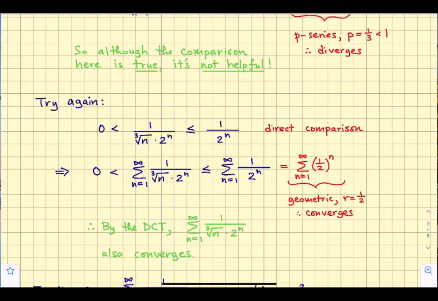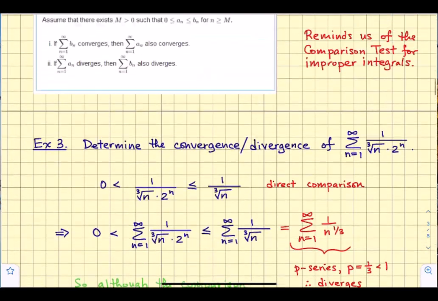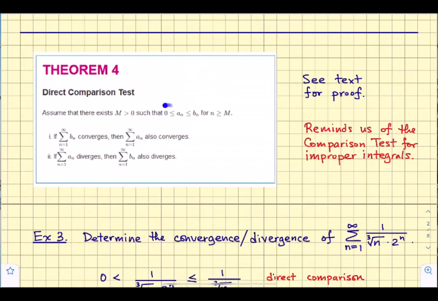So this is a great example seeing how you can make a true direct comparison, and one of them is helpful and one of them is not. And so we always want to strive to have helpful comparisons. And one of the key features that you need to remember about the direct comparison test is, again, the a sub n's and the b sub n's both need to be greater than or equal to 0.